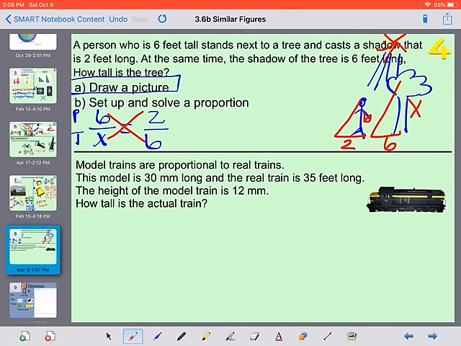So multiplying here, x times 2 is 2x. 6 times 6 is 36. So we're just going to divide by 2. 36 divided by 2 should give us 18. That's one if you don't know, use your calculator. And we're talking about feet, so the tree should be 18 feet tall.